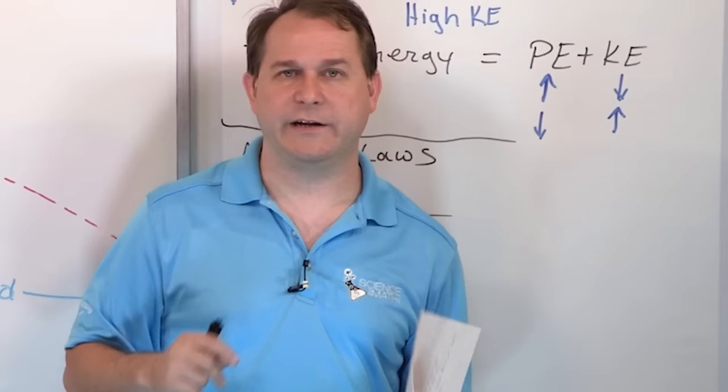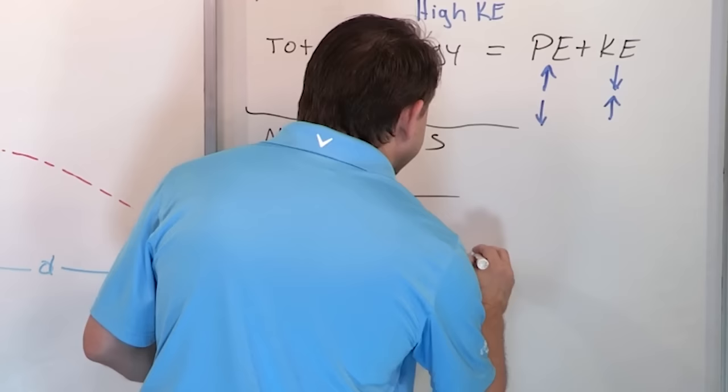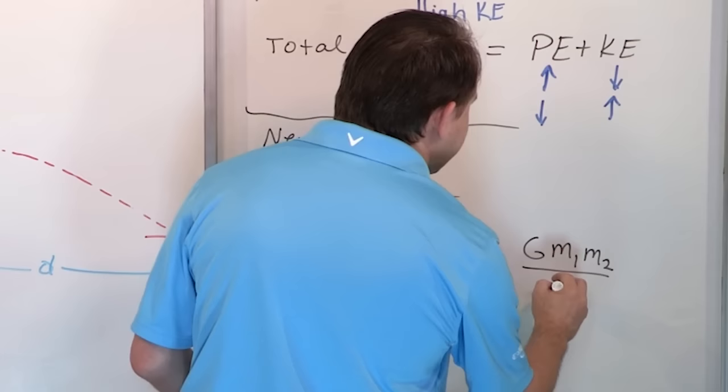And that force, if the distance between these two things we call R, that force of gravity is equal to some number G, which we'll talk about. It's called the gravitational constant. Times mass 1 times mass 2, so we're multiplying all the masses together times G, this number. And on the bottom, it's the distance between them but squared. So you might hear this called the inverse square law or something like this.